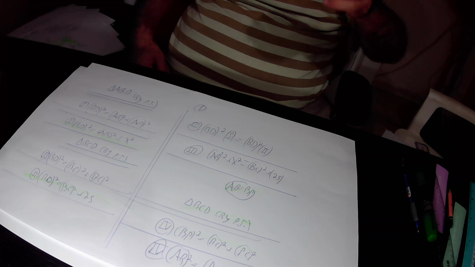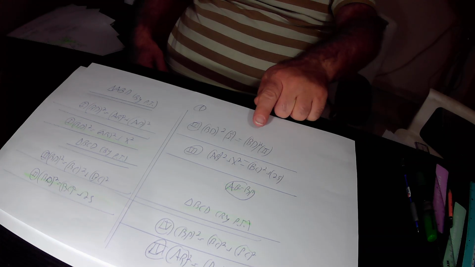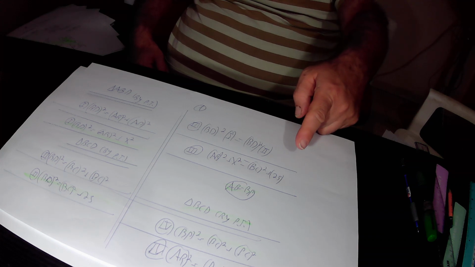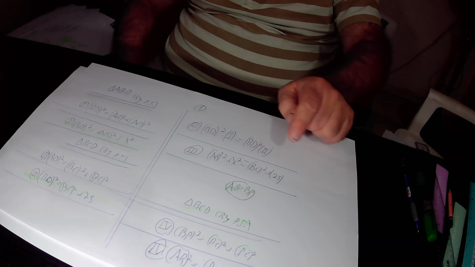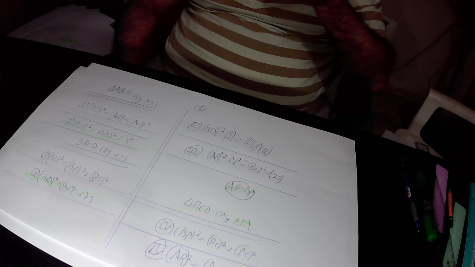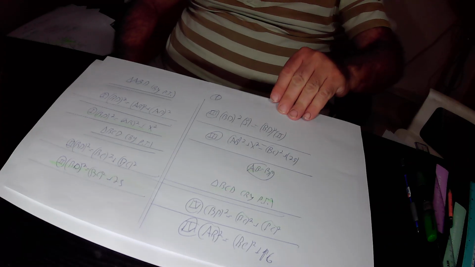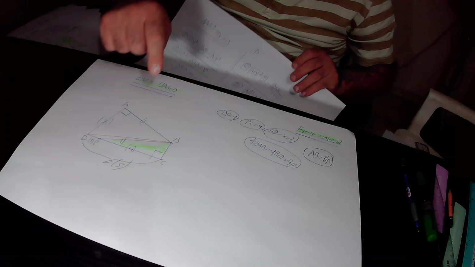DB squared according to equation 1 equals AB squared plus x squared. And it must be equal to BD squared according to equation 2, which is BC squared plus 25. So according to equation 3, AB squared plus x squared equals BC squared plus 25. According to what is given, AB equals side BP.